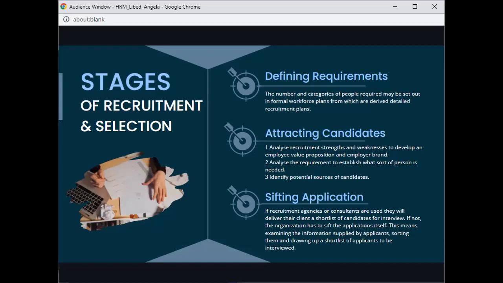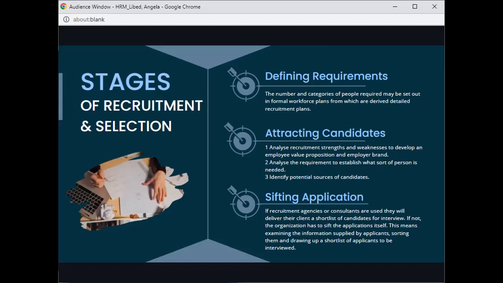So, analyze the treatment. Attracting candidates. The following steps are required when planning to attract candidates. So, first is to analyze recruitment strengths and weaknesses to develop an employee value proposition and employee brand. So, in here, candidates are in a sense selling themselves, but they are also buying what the organization has to offer.